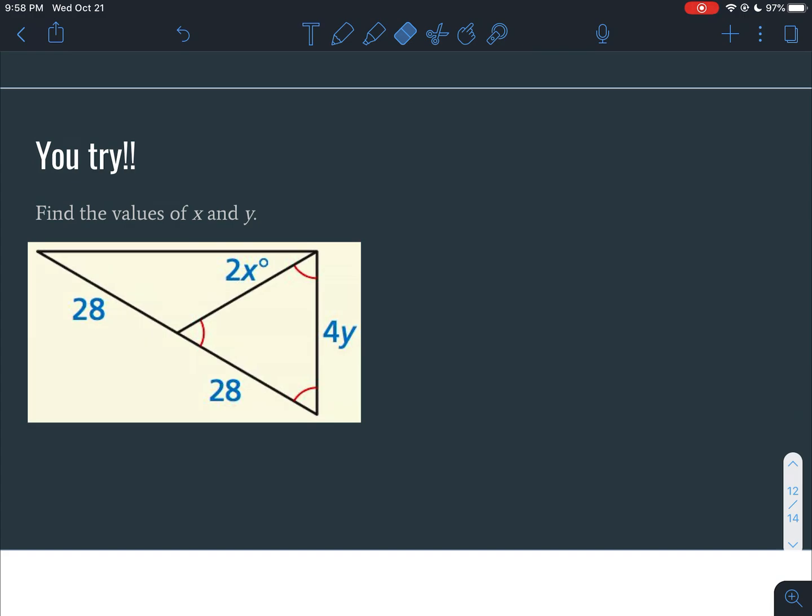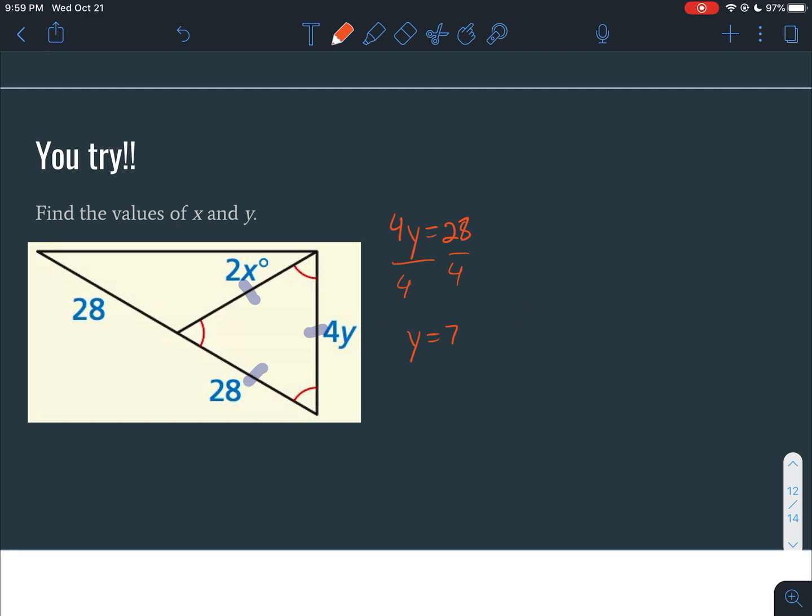Okay, so on this one I'm going to start with y because y is going to be easier. So here we have an equiangular triangle, and remember equiangular triangles are also equilateral. So if this side is 4y, this side is 4y. This side is 28, this side is 28. So 4y equals 28. I'm going to divide both sides by 4. So y equals 7.